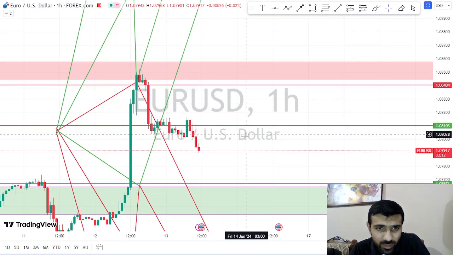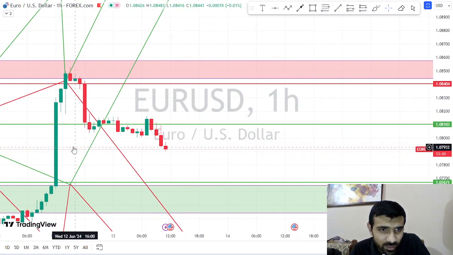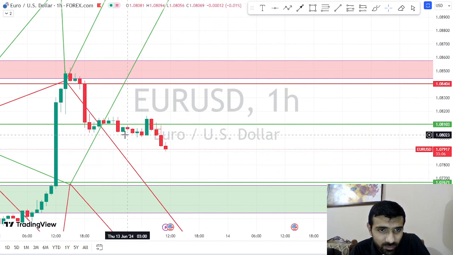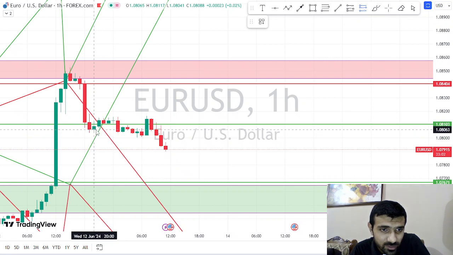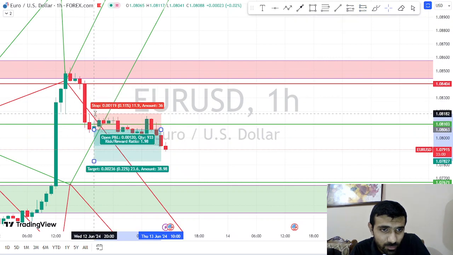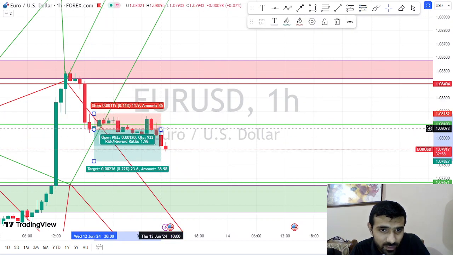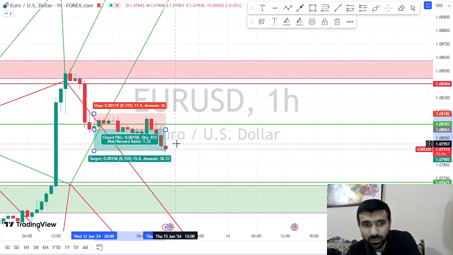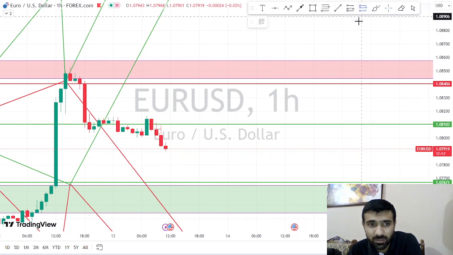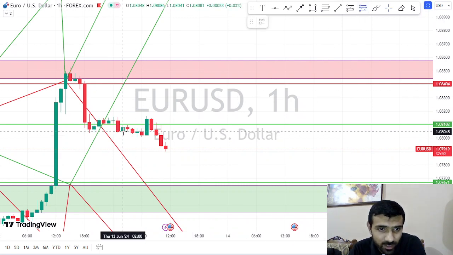And if we would have taken a short position over here, and over here, then we could have made some good profits. Let me take these entries over here. Our stop loss will be just above this previous candle, and our take profit will be approximately over here, giving us a 1.3% profit. Then market gave us another opportunity to sell from here.